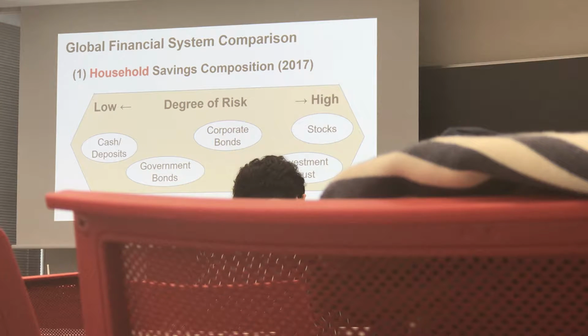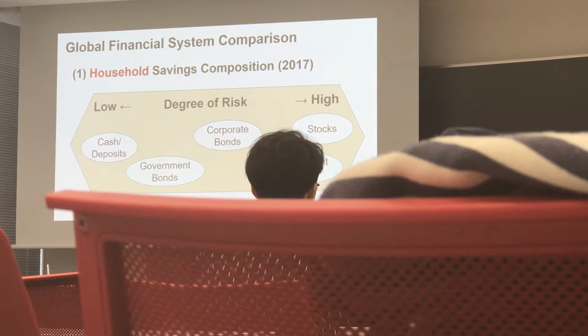And then moving to the global financial system comparison. The financial market can be characterized by the proportion of household saving, or what kind of financial assets each of the consumers tends to have.